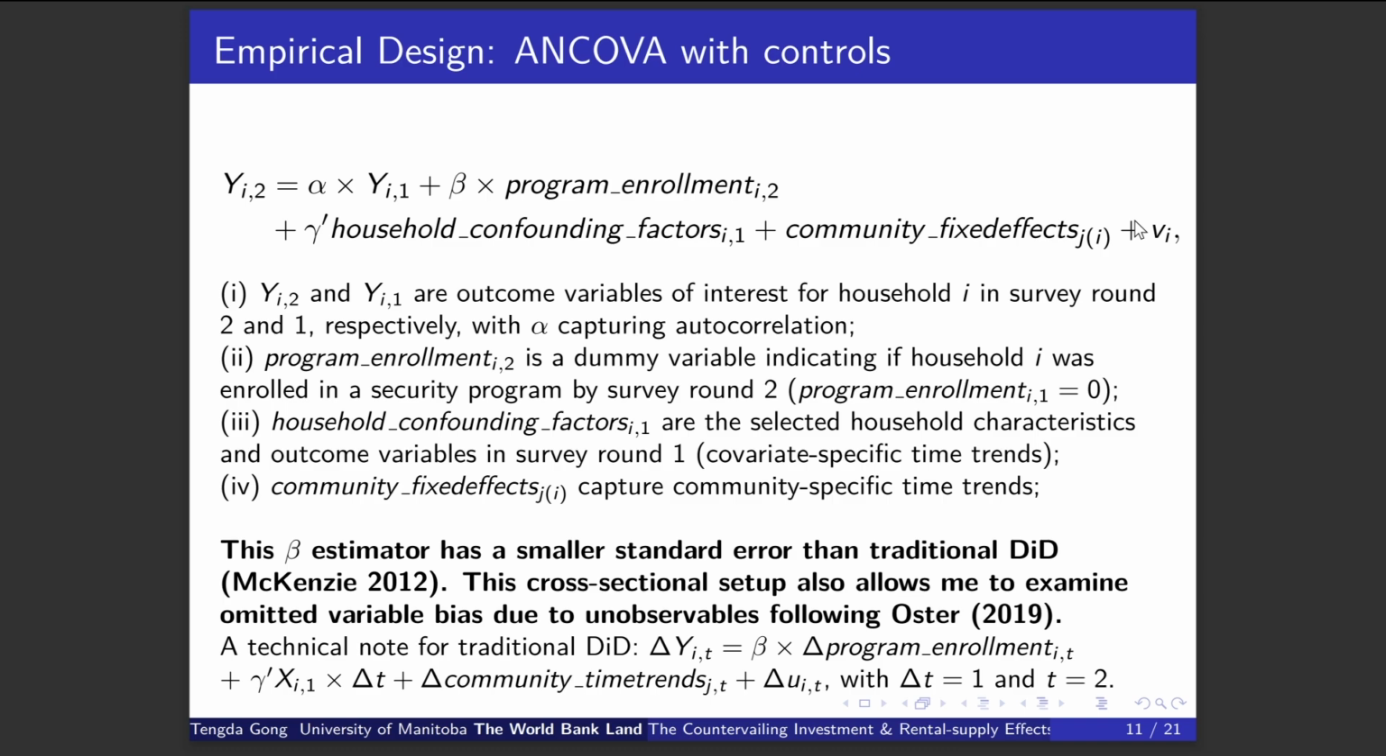And there's a technical note on what the relation is between this model and the DID. I don't want to spend much time here. There's a bunch of literature talking about the covariate-specific trend. So this is basically, there are confounding factors; the fixed effects are basically the different trends that are associated with the different individuals.